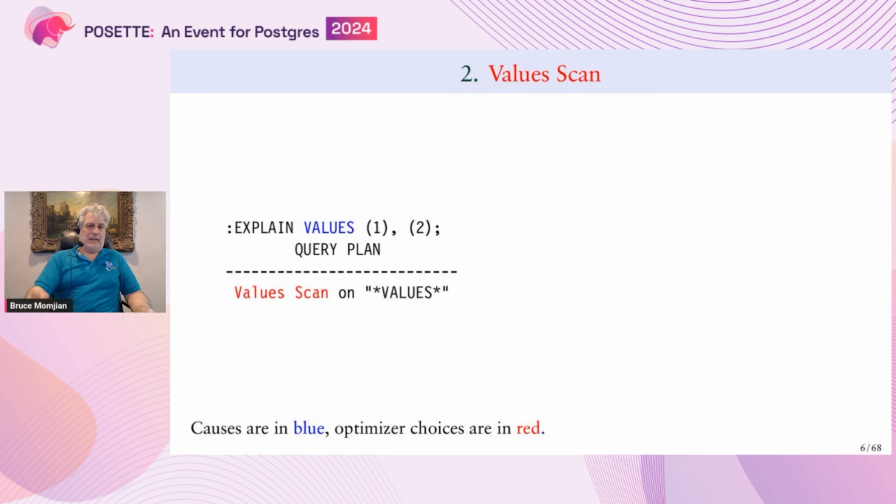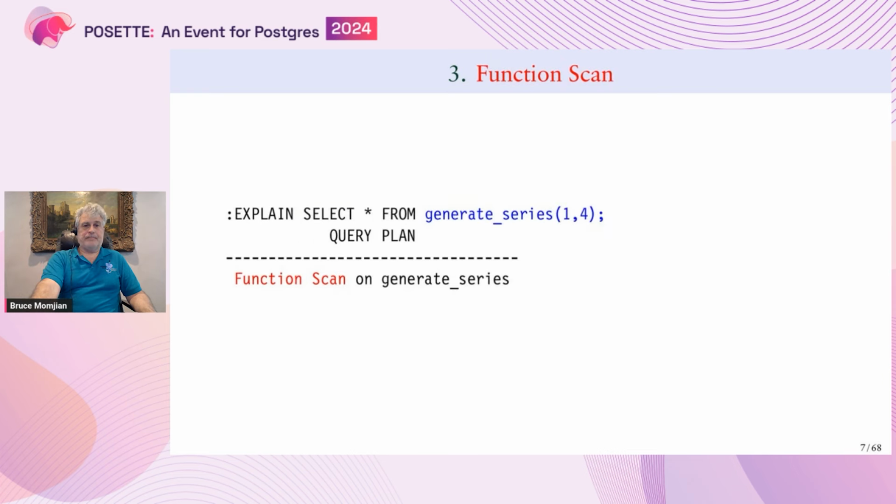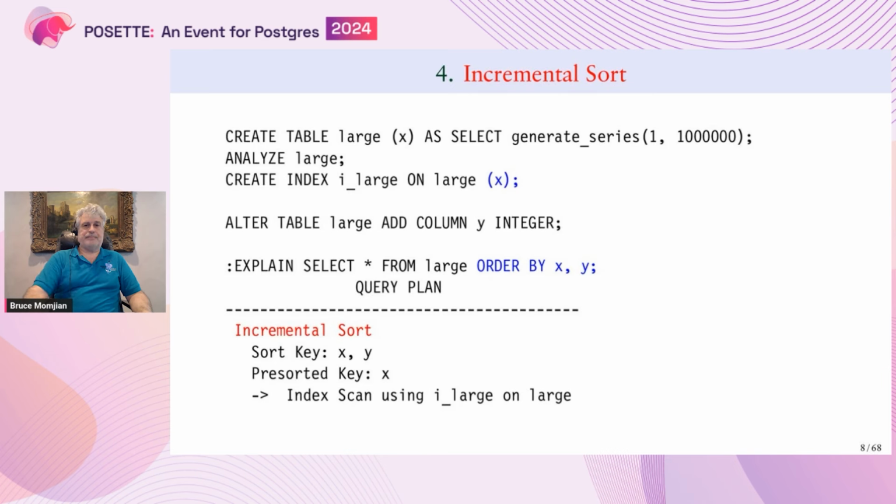Value scan. This is actually a special scan node for the values clause. You may not have seen the values clause, but the values clause is part of the SQL standard and allows you to basically output multiple rows. A function scan would be used if you have a function that returns multiple rows. In this case, generate series is an example of that. And you typically put that function inside a from clause so that the function becomes a source of rows which are used in the rest of the query.